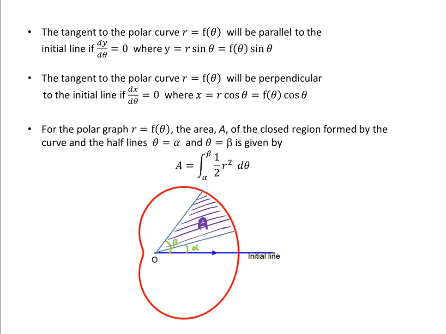And we can calculate the area of a closed region formed by the curve r equals f of theta and the rays or the half lines, theta equals alpha and theta equals beta, by evaluating the integral between alpha and beta of a half r squared d theta.